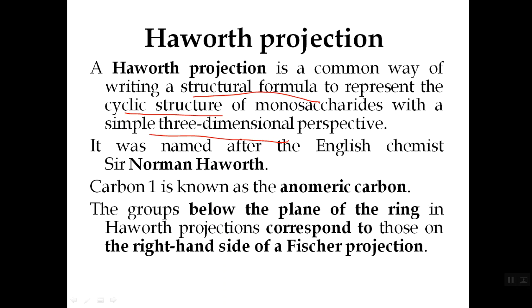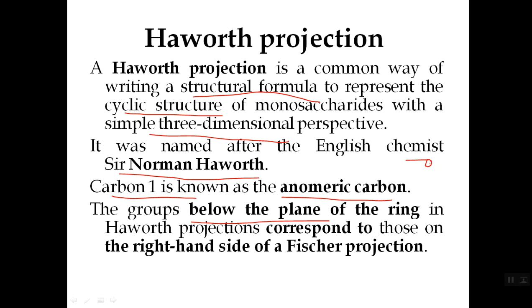It was named after the English chemist Sir Norman Haworth. Fischer projection was devised by Emil Fischer, and this Haworth projection was shown by Norman Haworth. In honor of the scientist Norman Haworth, this projection is called Haworth projection. Here, carbon 1 is known as the anomeric carbon atom.